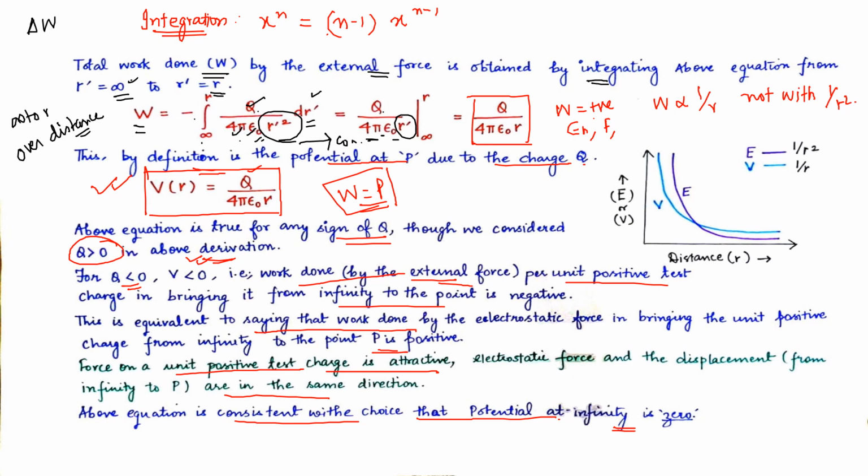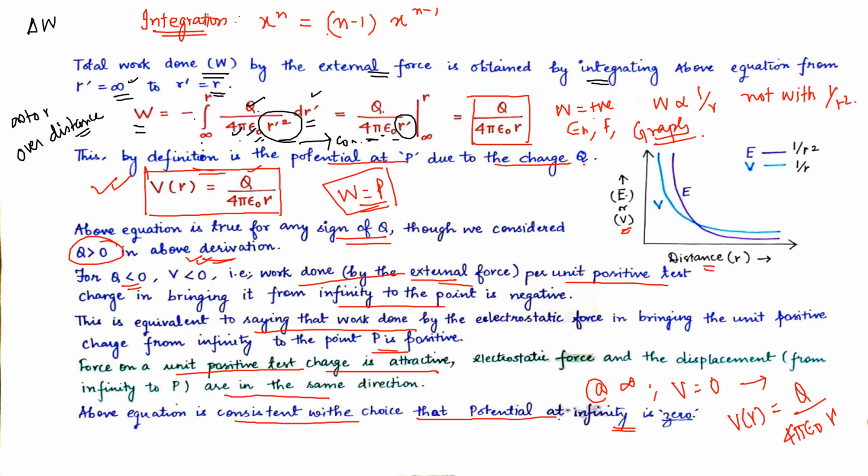So at infinity, what we are defining is that our V equals 0. At this particular condition, we are able to derive a relation for the potential at R equals Q upon 4 pi epsilon naught into R. So this is our graph over here. What does this graph signify? We are making a graph of electric field and electric potential with respect to the distance. What is the formula for our electric field?